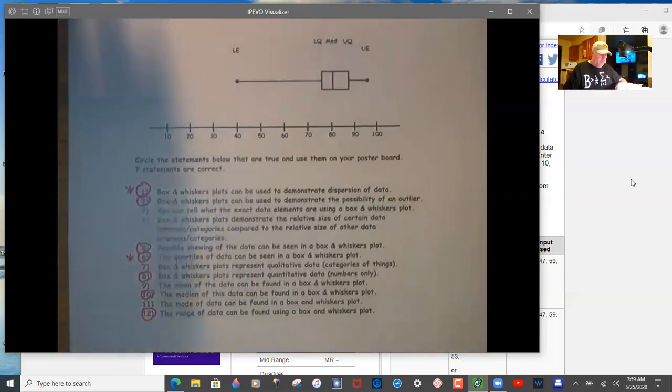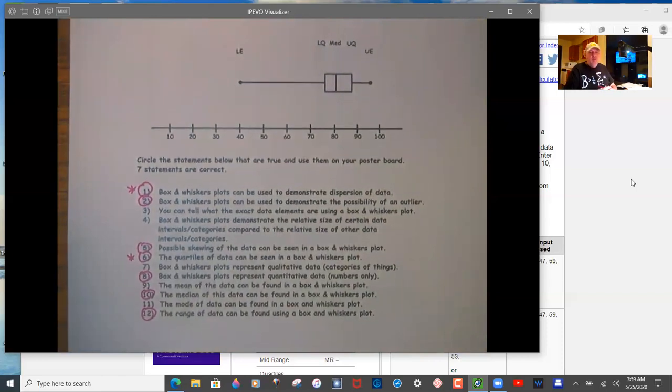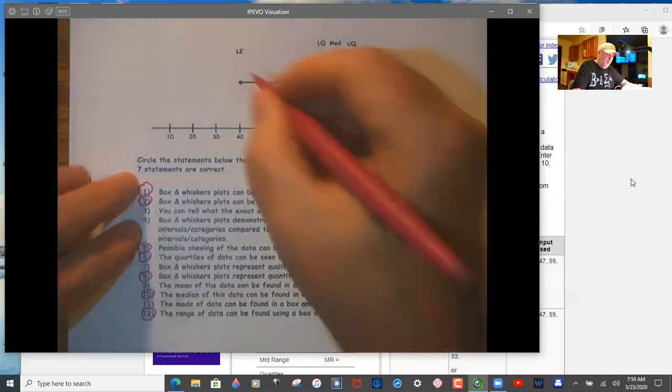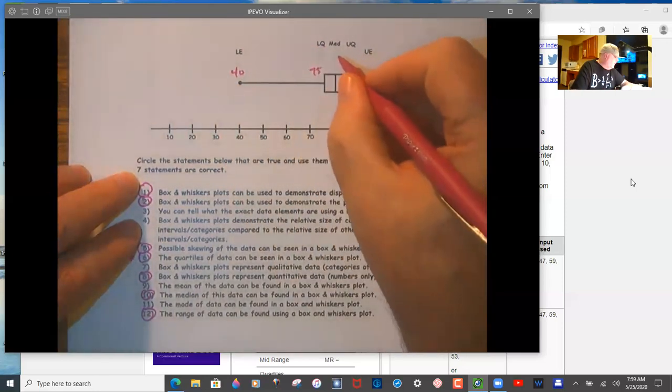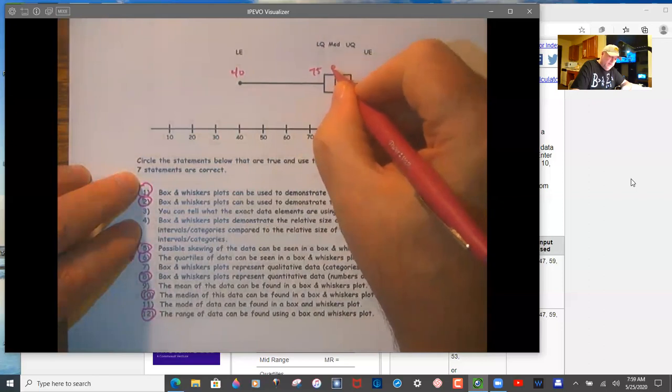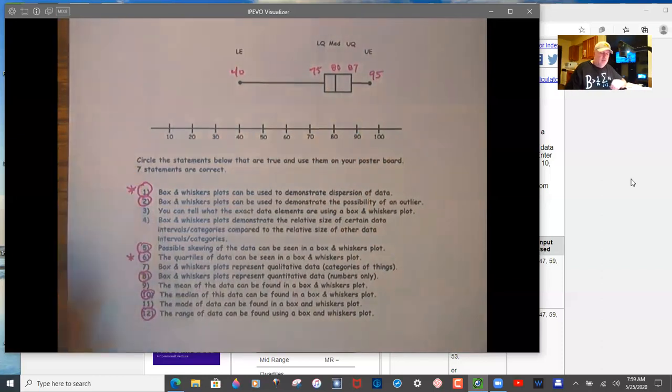Box and whiskers. So 1, 2, 5, 6, 8, 10, and 12 are the important ones. The real important thing is a box and whiskers can be used to demonstrate dispersion of data, so how spread out your data is, and then the quartiles can be seen. So on this, the 40 is your lower extreme, and then from the front you can get all of these, so 75, 80, 87, and then 95 on the upper extreme.